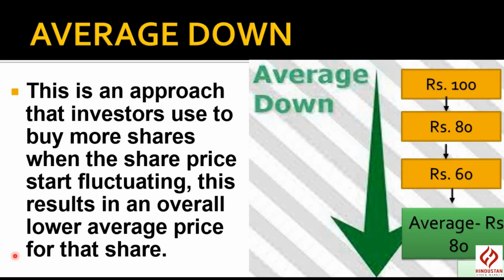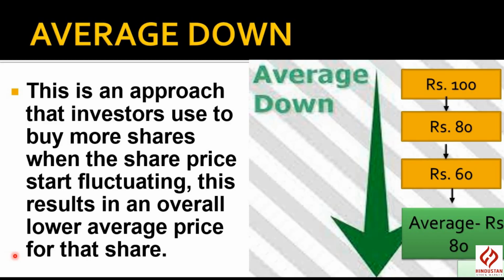The next term is average down. This is an approach that investors use to buy more shares when the share price starts fluctuating. This results in an overall lower average price for that stock. For example, let's say stock prices are continuously falling and you are not certain at what price you should buy that stock. So you can buy that stock at different prices.